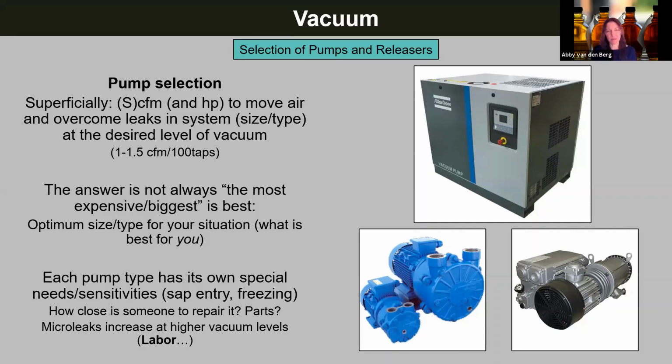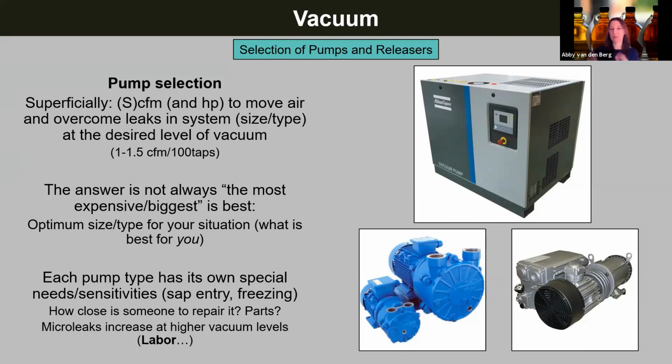And so there are rules of thumb about this, 1 to 1.5 CFM per 100 taps. That's the math part. That's simple. Really, the difficult decisions, the things to really think about when you're considering what pump am I going to buy, is definitely not, oh, I want the maximum amount of CFM and the biggest pump and the highest level of vacuum possible. Really, the optimum size and type for you is what works best for you in your situation.